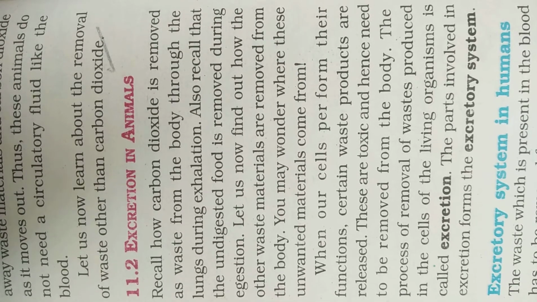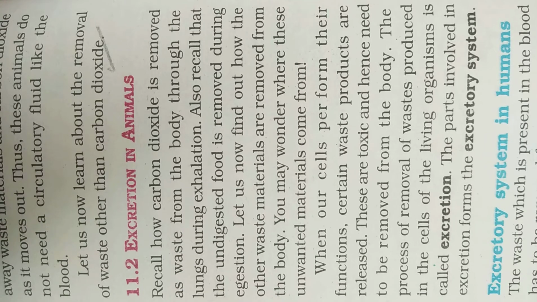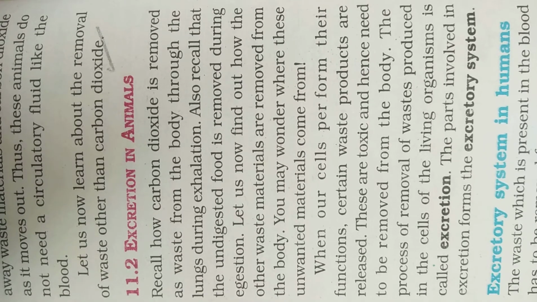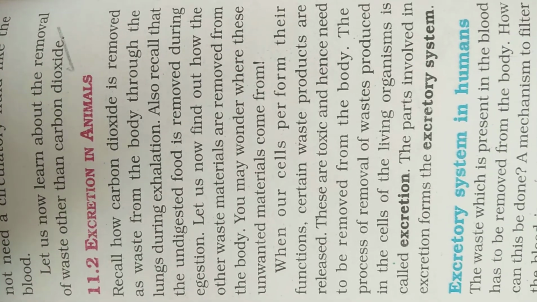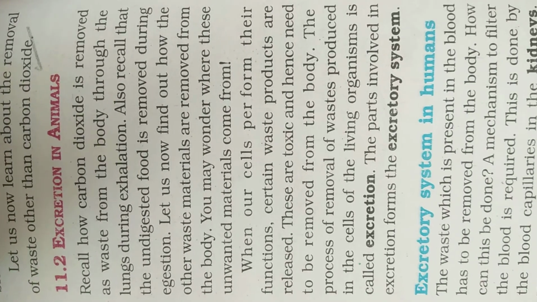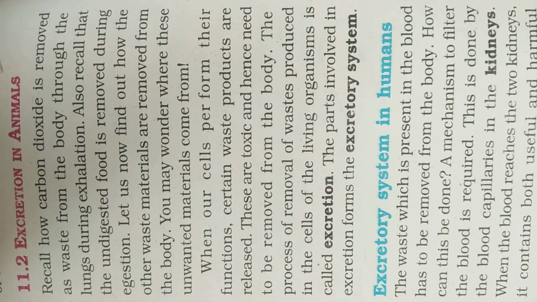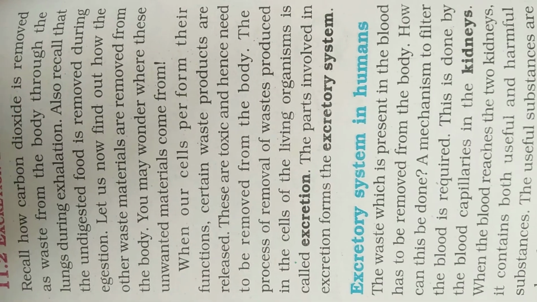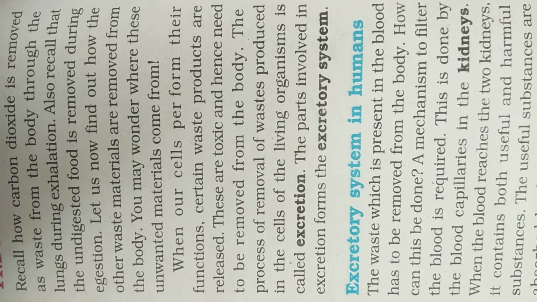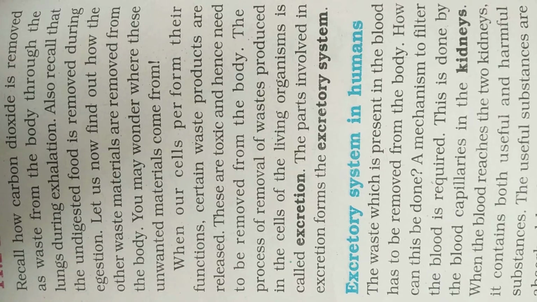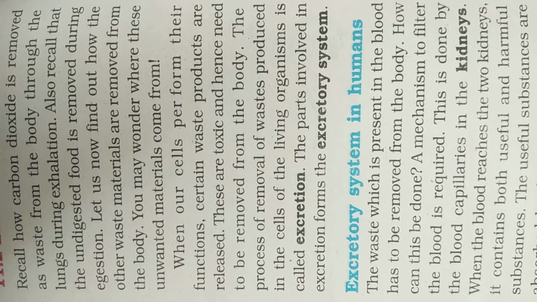So you may wonder where these unwanted materials come from. See now. When our cells perform their function, certain waste products are released. These are toxic and hence need to be removed from the body. You know very well the toxic material, that is urine and the feces which are thrown out of the body. They are called toxic material.